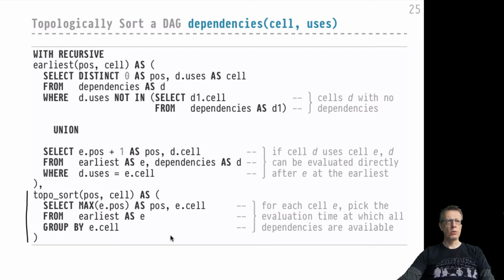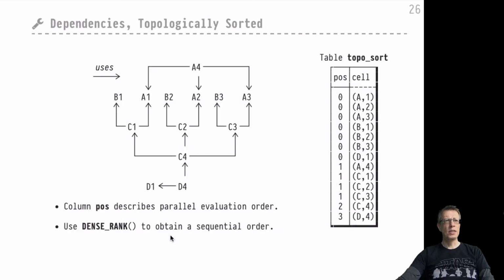All right, so let's see how that could look for our sample DAG. This is the dependency DAG of the sample spreadsheet again, and if you evaluate the earliest CTE and the topo sort post-processing CTE on this particular input, what you would get is this output table. This is indeed a topological sorting of all the nodes in this dependency graph.